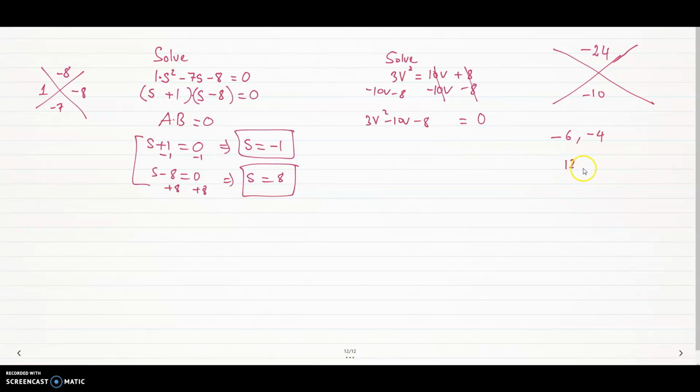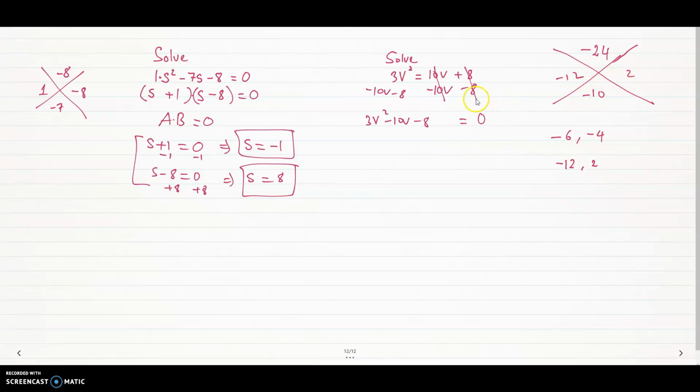How about minus 12 and 2? Let's try that. Minus 12 times 2 is minus 24. Minus 12 add 2 give me minus 10. So yes, minus 12 and 2 are the correct ones.